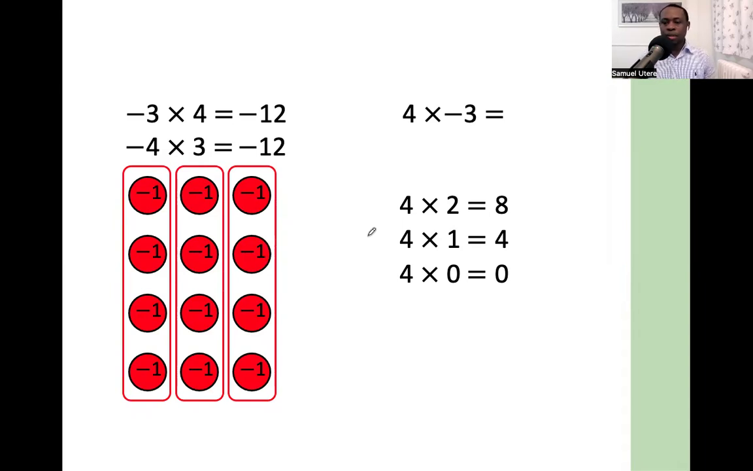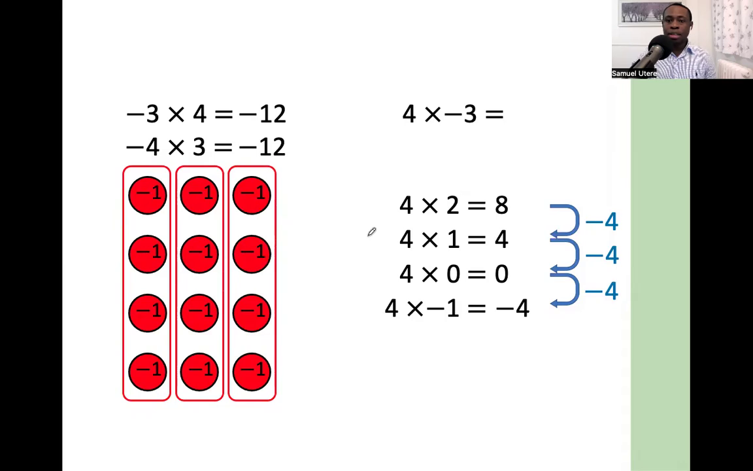Let's look at the pattern. If you observe the pattern, you would see that the numbers are decreasing by 4. So that should tell us that 4 times negative 1 has to be negative 4. Now, if we carry on the pattern, we know that 4 times negative 2 will be negative 8. So 4 times negative 3 has to be negative 12.